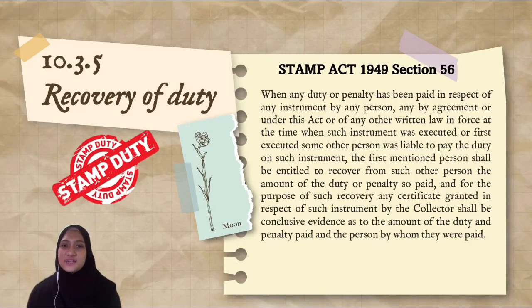According to Stamp Act 1949, Section 56, recovery of duty is when any duty or penalty has been paid in respect of any instrument by any person, by agreement or under this Act, or of any other written law in force at the time when such instrument was executed or first executed, and some other person was liable to pay the duty on such instrument. The first mentioned person shall be entitled to recover from such other person the amount of the duty or penalty so paid, and for the purpose of such recovery, any certificate granted in respect of such instrument by the collector shall be conclusive evidence as to the amount of the duty and penalty paid, and the person by whom they were paid.